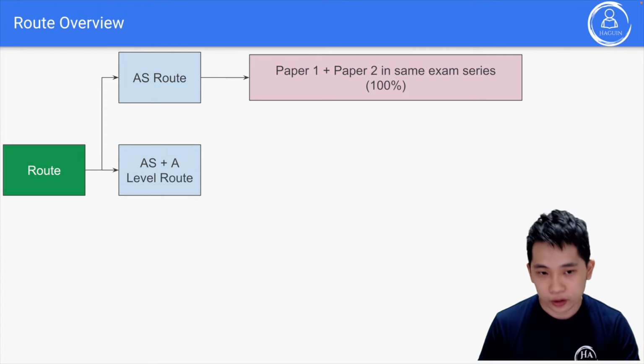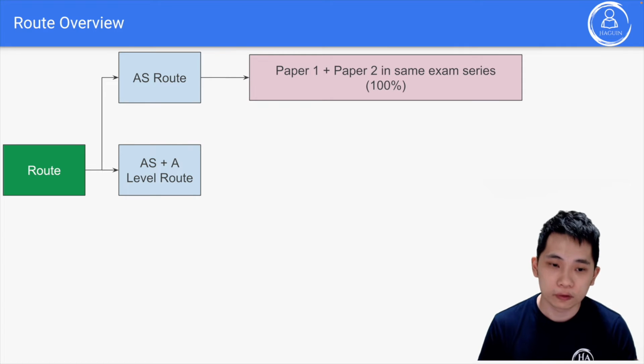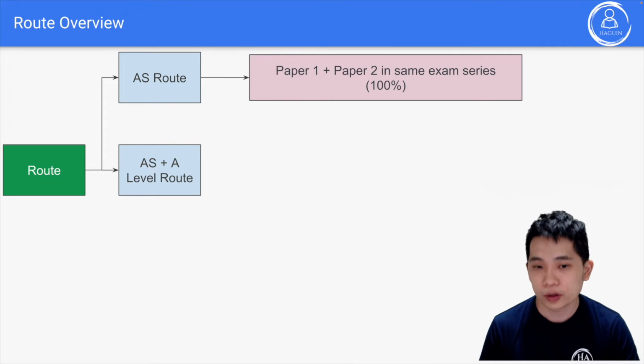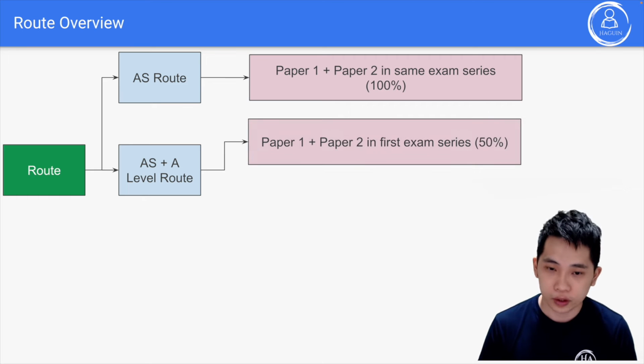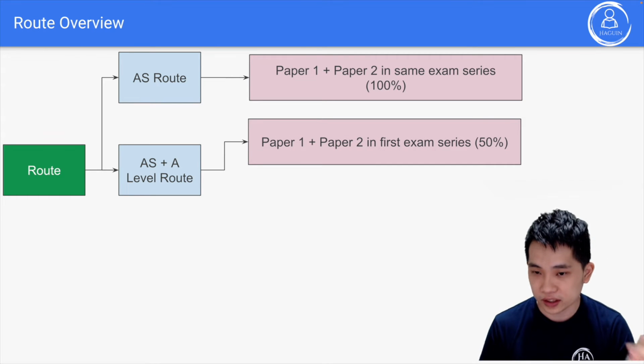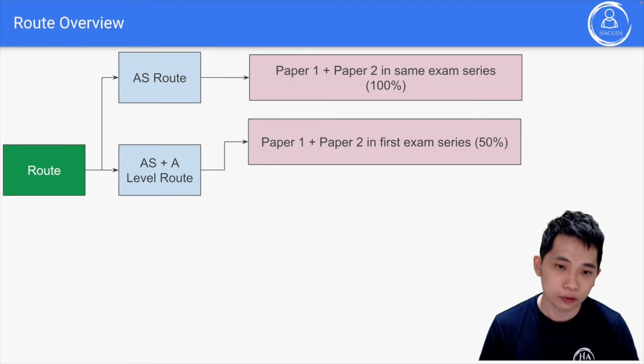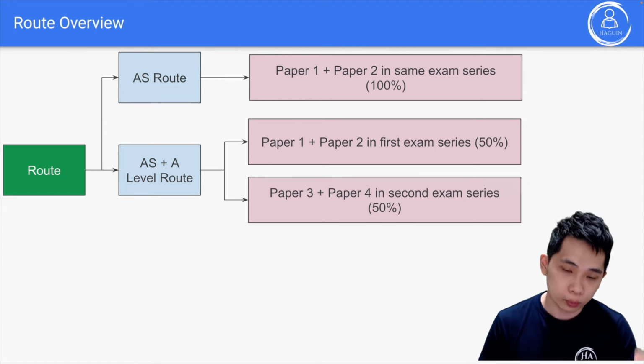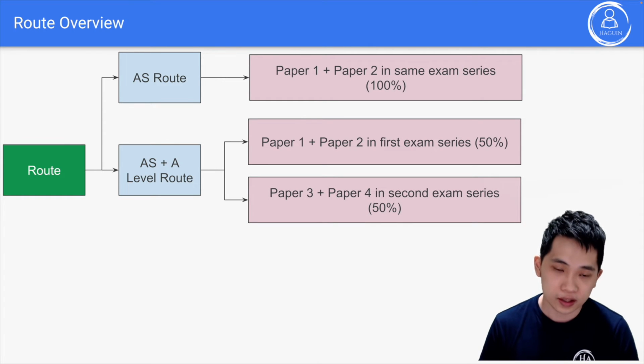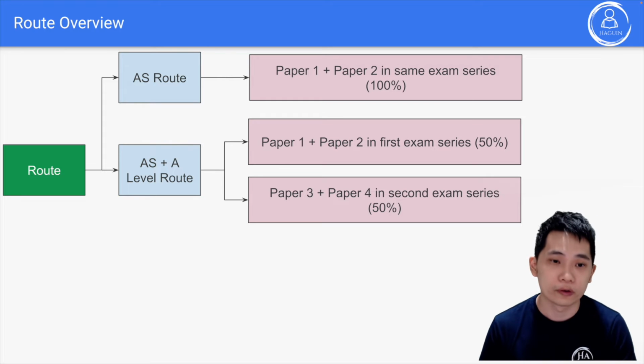The next route you can take is the AS plus A level route, which means you'll be taking the full A level for this computer science paper. First of all, you can take paper 1 and paper 2 in the first exam series, which is going to be 50% of the whole A level. Then you do paper 3 and paper 4 in the second exam series, which is the other 50% of the whole A level. For this second route, normally you'll take 2 years.